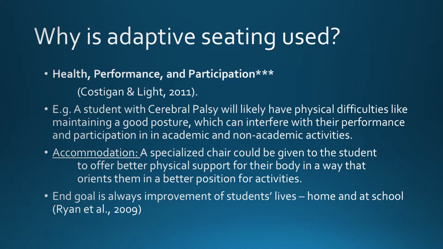A possible accommodation for this would be a specialized chair that could be given to the student to offer better physical support for their body in a way that orients them in a better position for activities. So in this accommodation, adaptive seating can promote better health through a better posture for their body and also position them better to make them more able to have participation and a better performance in activities. So basically the end goal is always going to be improvement of students' lives, home or at school, through improving their health, their performance in activities, and their participation in them.